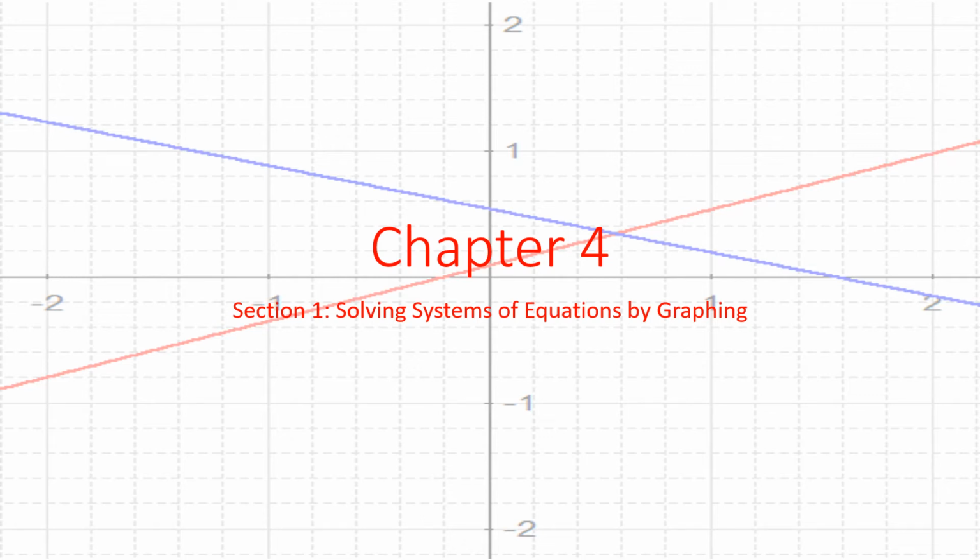Welcome back. Today we're going to start looking at Chapter 4. We're going to start that with Section 1. Now, Chapter 4 is all about systems of equations and inequalities. This first section, we're going to look at solving them by graphing.